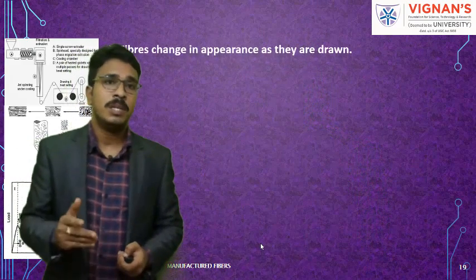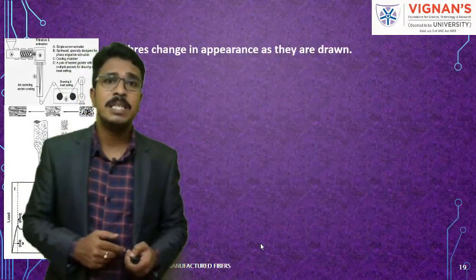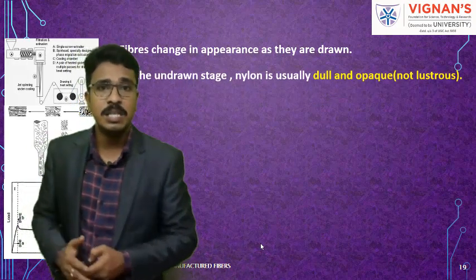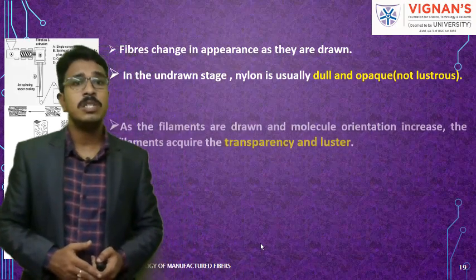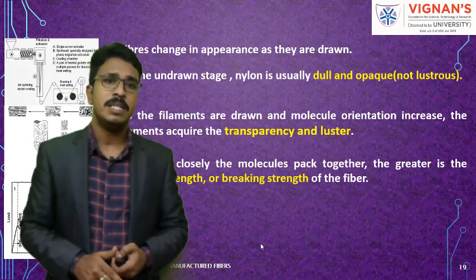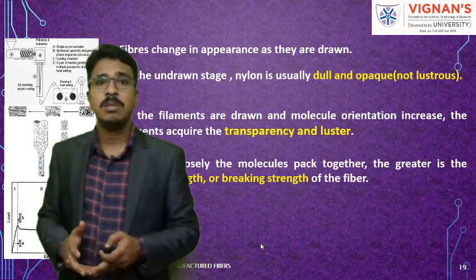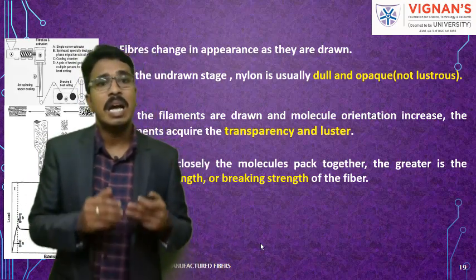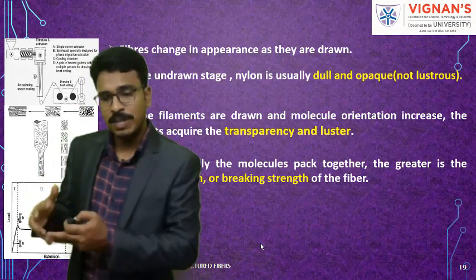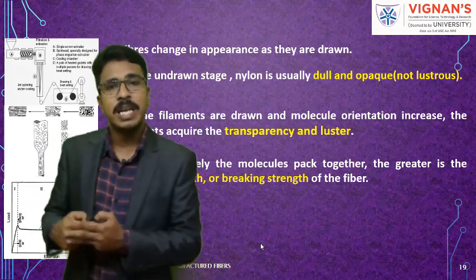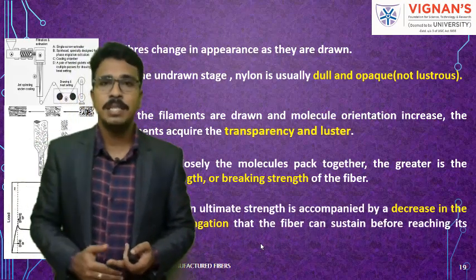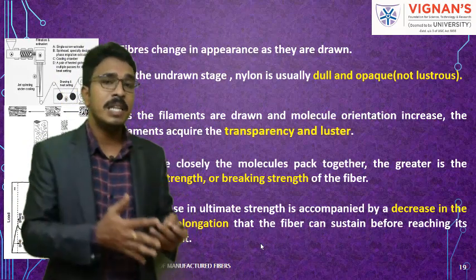And whatever drawing we are doing, the fiber changes in appearance after drawing. Initially it is dull and opaque, that is, it is not lustrous, and after doing this drawing the filament acquires transparency and then luster, and the more closely the molecules pack together, the greater is the strength. And finally, the yarns which we are producing can be used in n number of applications. Okay, so the increase in the strength is accompanied by a decrease in the amount of elongation.